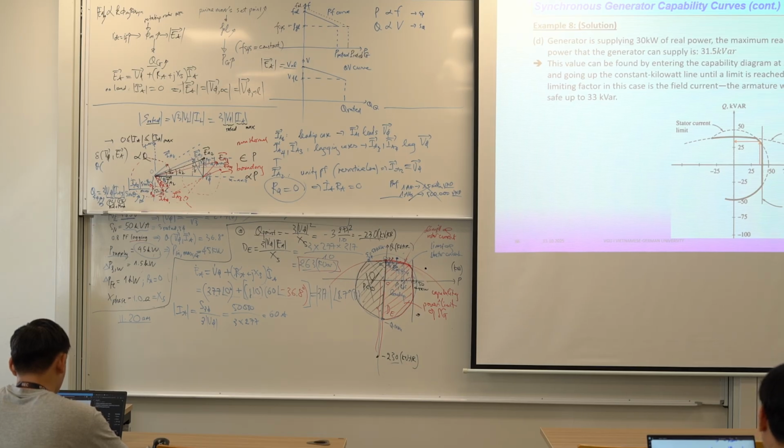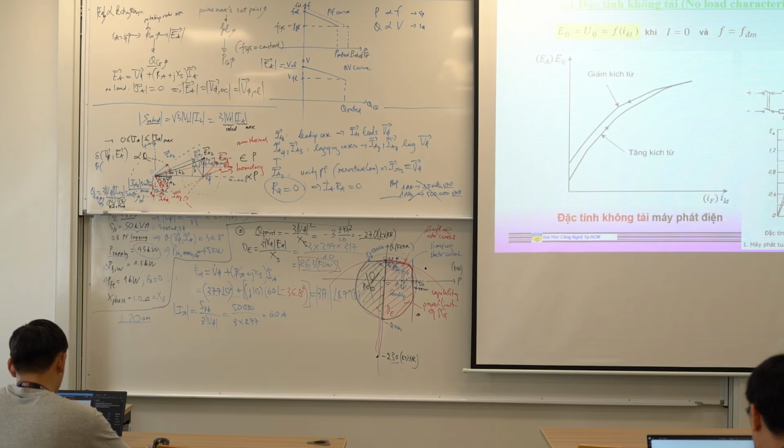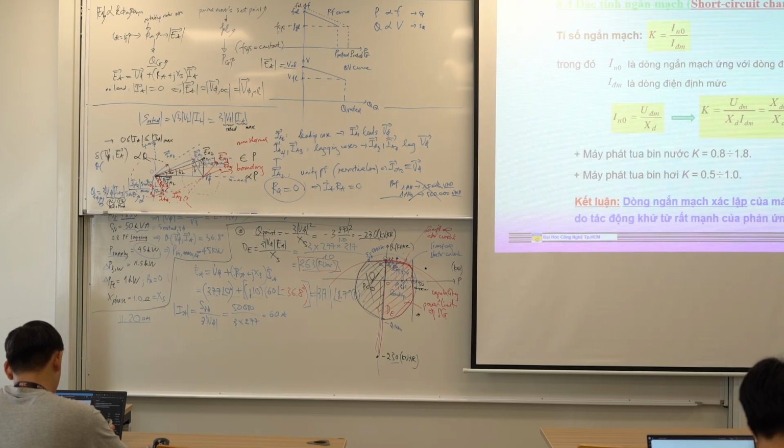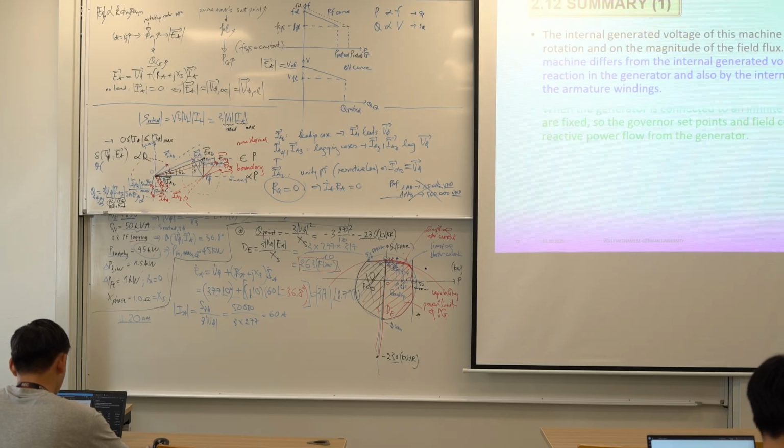For example, this one, they give us the information of electron IIs and power factors. Okay, so we finish example 8. This one is for your reference. Okay, so summary.